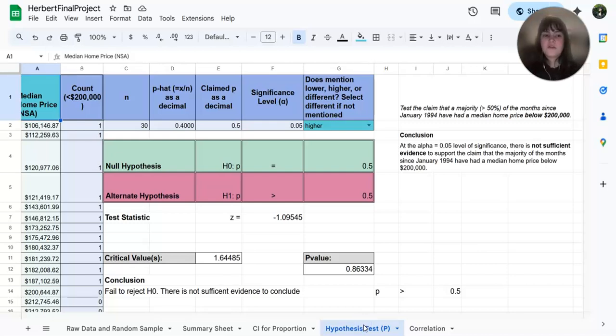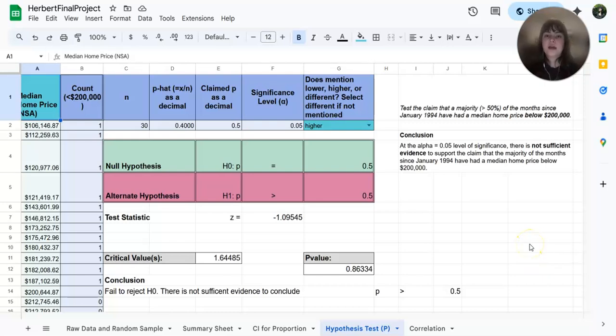And then moving on to my hypothesis test, I wanted to test the claim that a majority, or over 50% of the months since January 1994, had a median home price below $200,000. And once again, I started by getting my count for my proportion, and I constructed my null and alternate hypothesis with a significance level of alpha equals 0.05. This is a right-tailed test, so I selected higher, and I got a test statistic of negative 1.09545 and a p-value of 0.86334, which I used to formulate my conclusion.